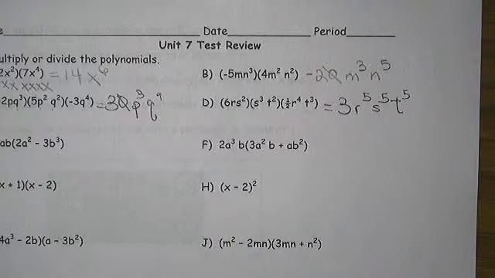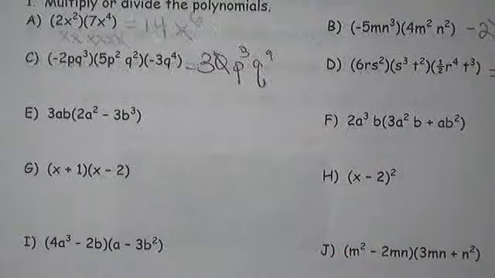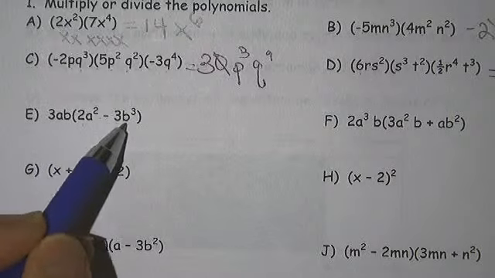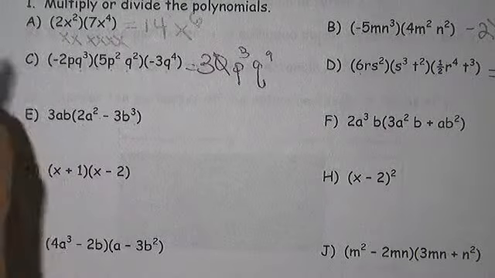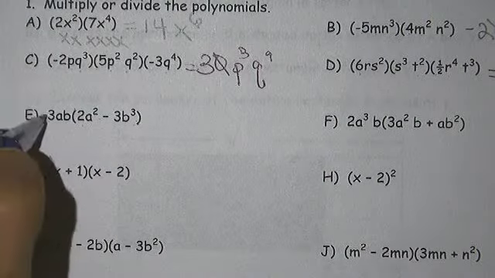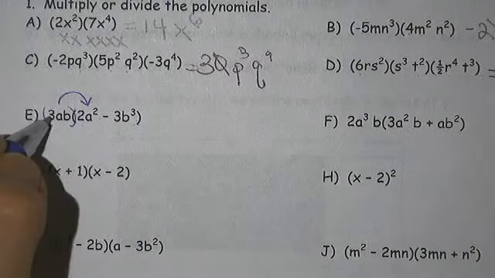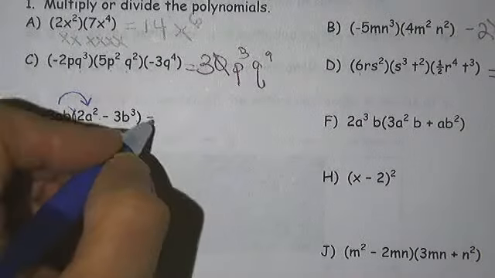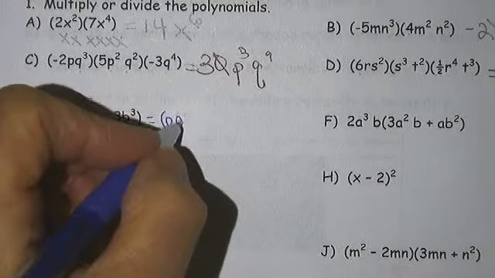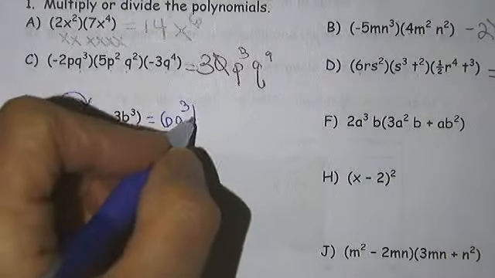E, 3ab times the quantity 2a squared minus 3b cubed. We need to remember to apply the distributive property. So we have 3ab times 2a squared. 3 times 2 is 6. a times a squared is a cubed. b times 1 is just b.